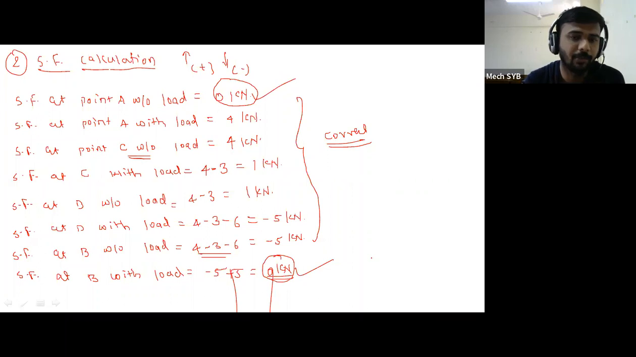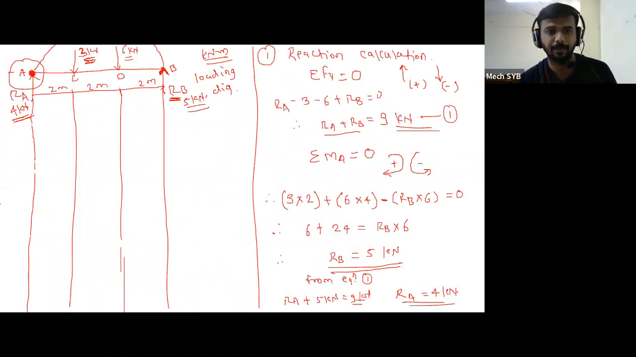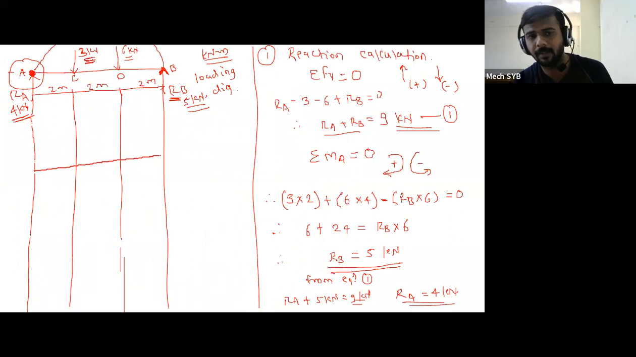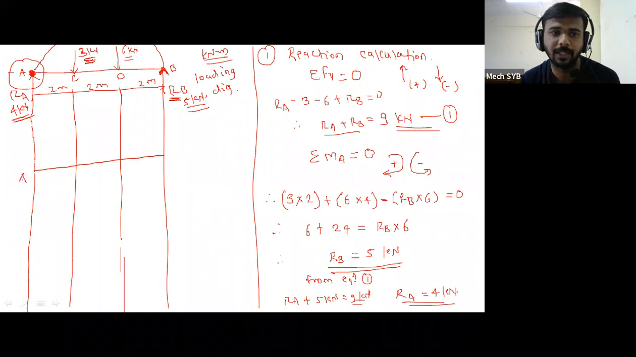Now how to draw the figure. See, first draw one horizontal line. After SF calculation, immediately draw the figure. So represent all the points. This is point A, this is point C, this is point B, this is point C, and this is point E. Now this line means this is the zero line. Okay, start with the first point.